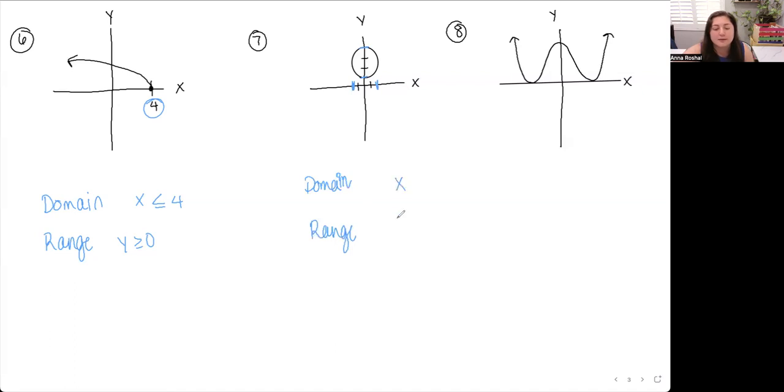So I know that my domain is all of my x values. I know my range is all of my y values. And I know my x values go from -2 to +2, so I'm going to hit -2 to +2. And I know that my y values go from 1 to 4, so I'm going to hit 1 to 4 on the y values as well. Again, all you're doing is just counting the spaces left, right, up, down to see that.